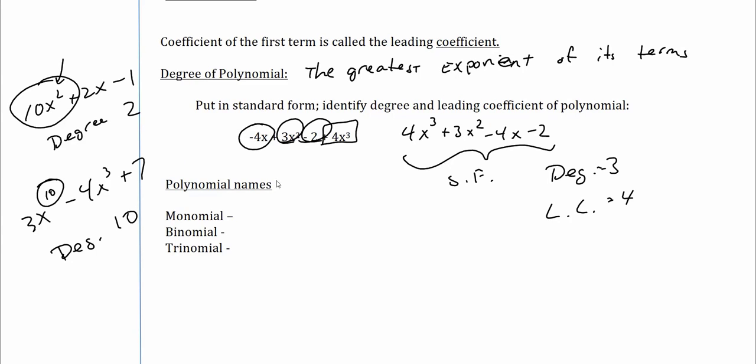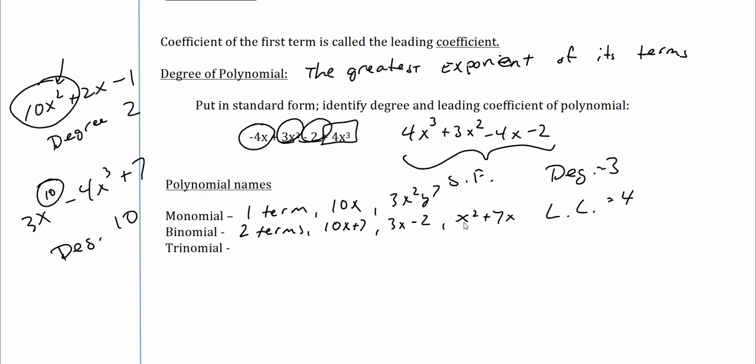Polynomial names. A monomial just has one term, like 10x or 3x squared y to the 7. A binomial is 2 terms, like 10x plus 7, or 3x minus 2, or x squared plus 7x. Those are all binomials. It has one plus or one minus sign.